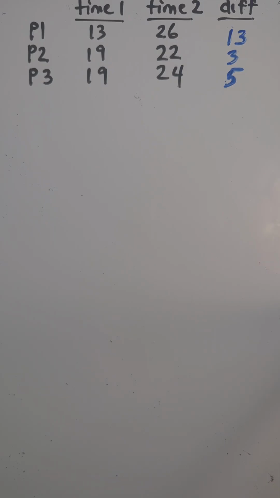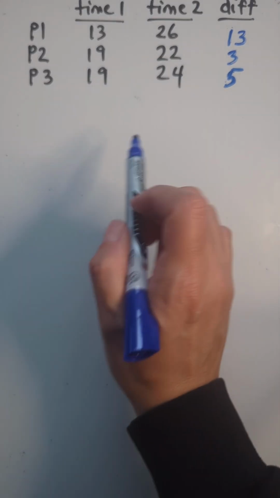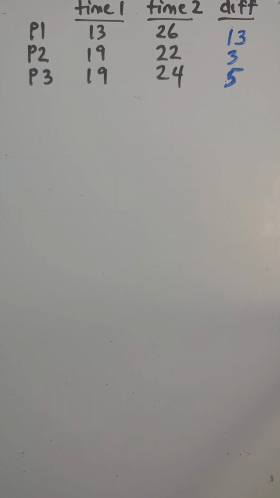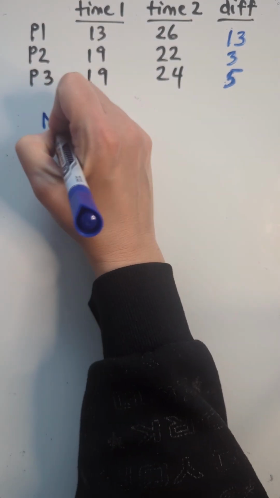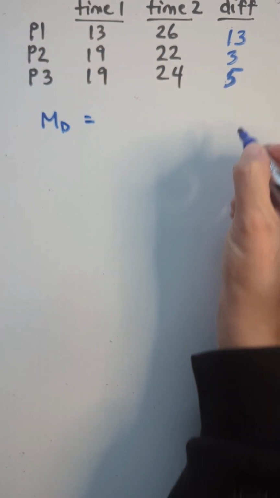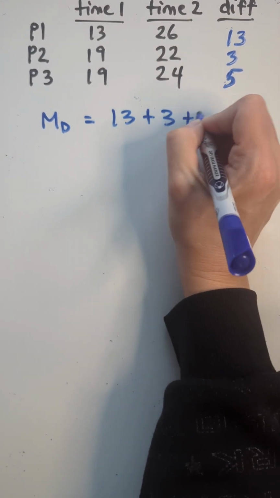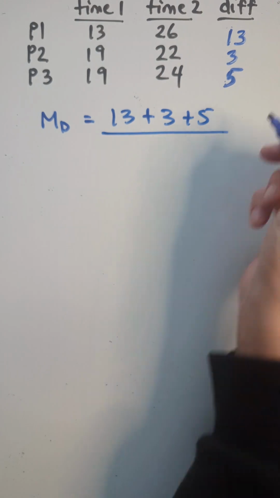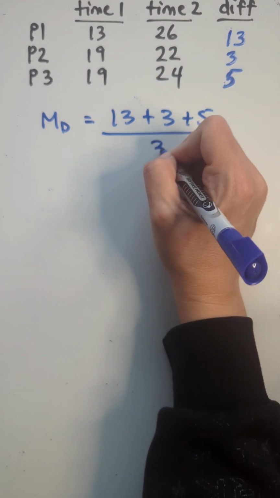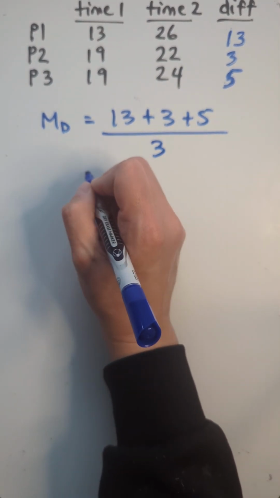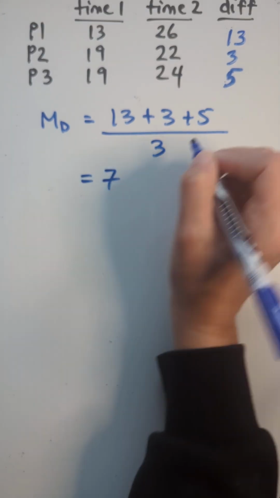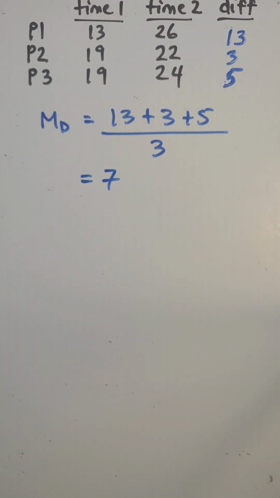Okay, so remember, for the dependent t-test, we need to find the mean of the difference scores. And now that we have them, we can find that. So that's 13 plus 3 plus 5, and we divide that by the number of them, and there are 3 of them. So divide by 3. And when you do that, you end up getting 7. The top is 21, and 21 divided by 3 is 7.